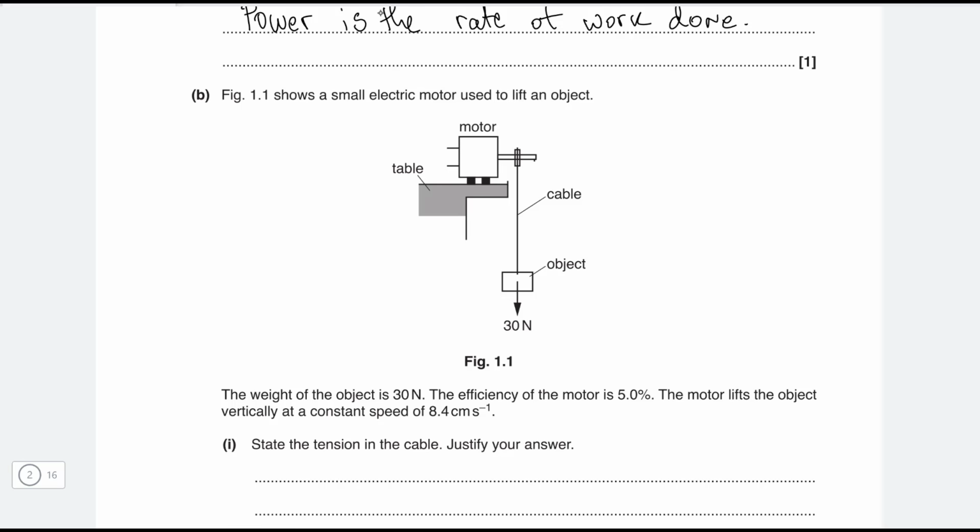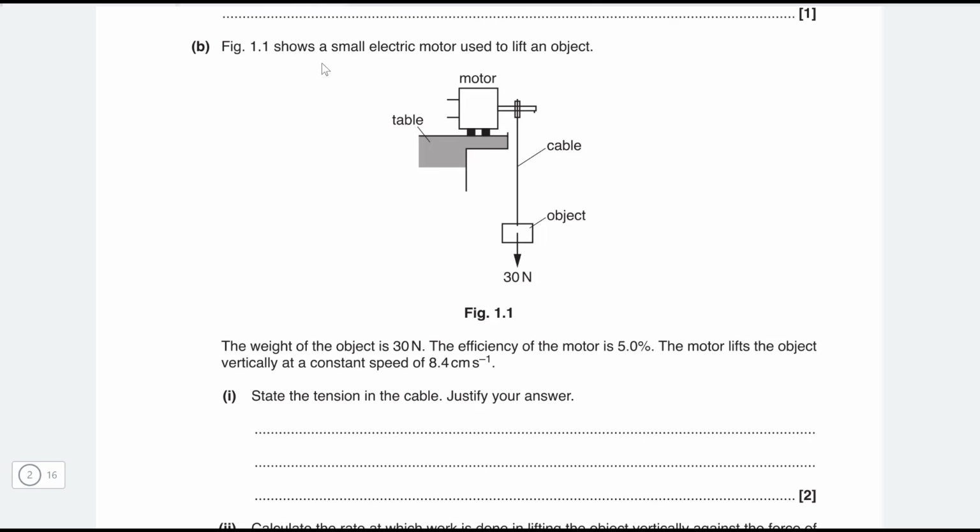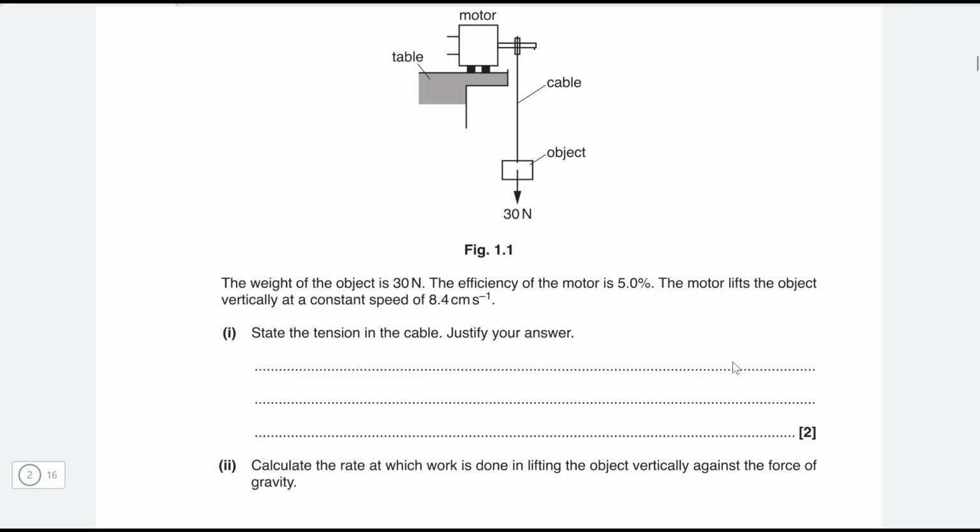Part B is saying figure 1.1 shows a small electric motor used to lift an object. So we have the motor here and we have the object. The weight of the object is 30 newtons, which is pointing downwards. You have the efficiency of the motor. Then the motor lifts the object vertically at a constant speed. So it's going to be critical to the question because it's at a constant speed of 8.4 centimeters per second. I'm just going to underline centimeters because I don't want to forget to actually convert that to meters per second, which most likely you'll have to do later on.